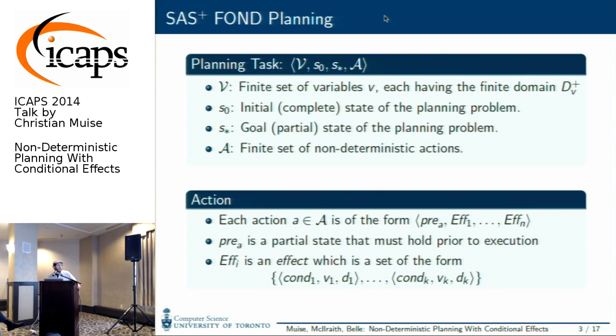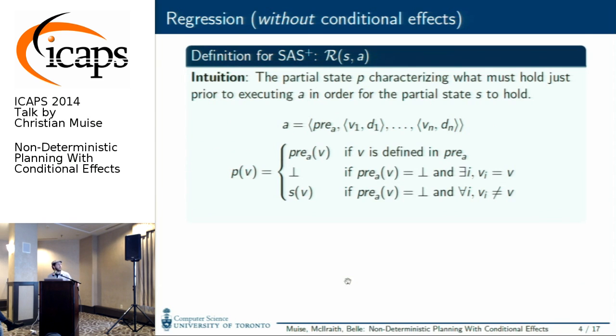The actions, every action has the form where it's a precondition that has to be satisfied, and a finite set of effects. And now, with non-deterministic planning with conditional effects, every effect is of the form of a set of conditional effects. If condition 1 holds in your current state, which is a partial state, then you should set the value of variable 1 to the value d1. Right? Nothing too new, nothing too crazy.